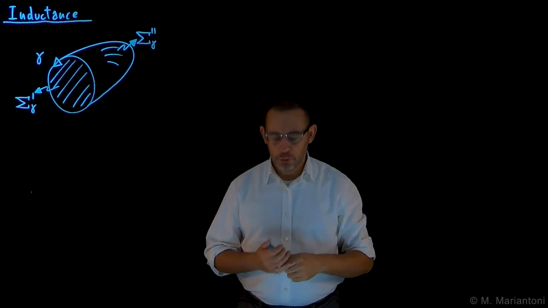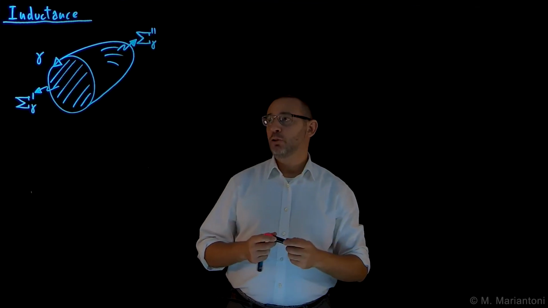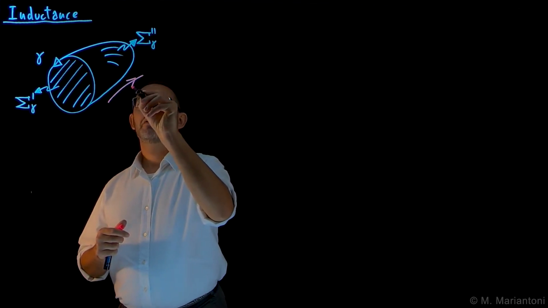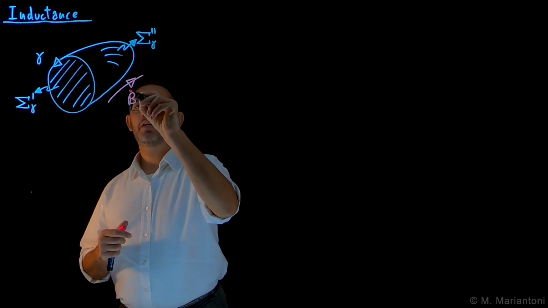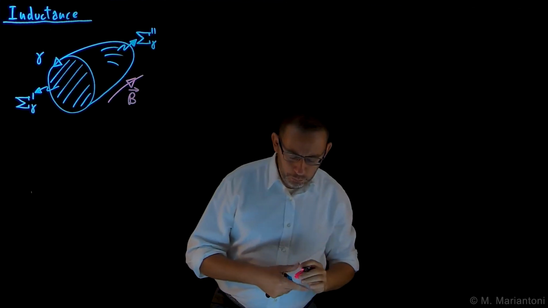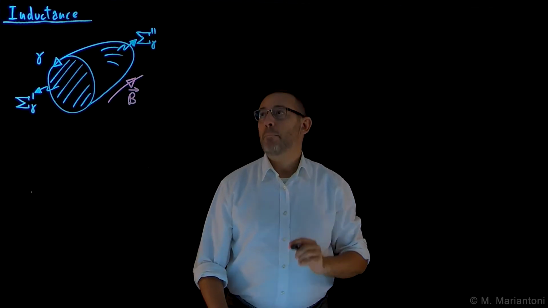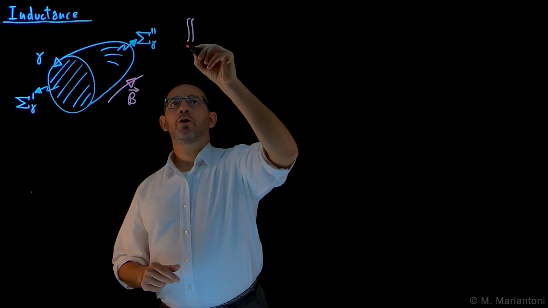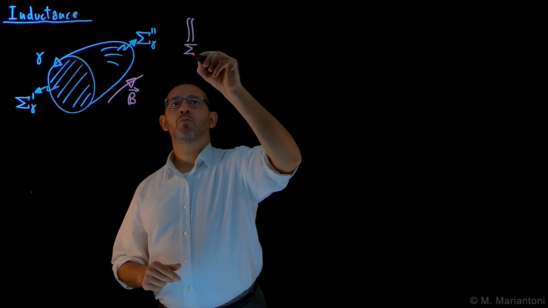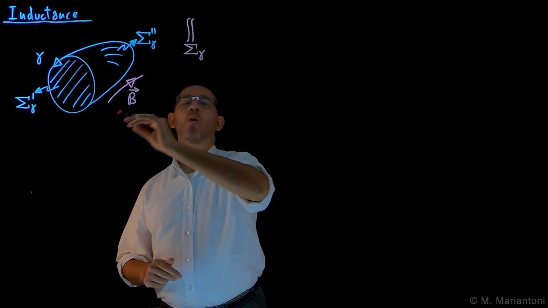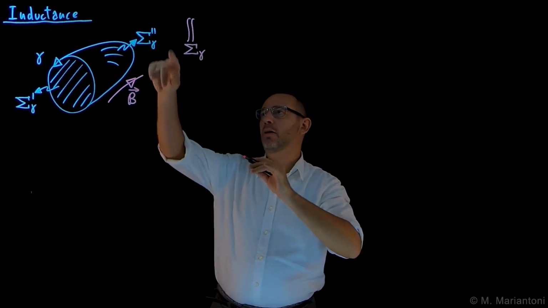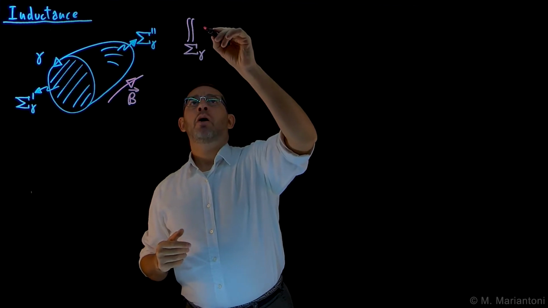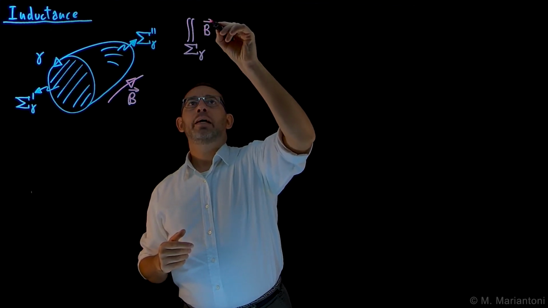Suppose I want to compute the flux due to a magnetostatic field B existing in this region of space. How do we compute such a flux? Well, by definition, we know that the flux through an open surface, capital sigma gamma, where capital sigma gamma represents any one of this infinite set of gamma prime, gamma double prime surfaces, is the integral of B dot N dA.